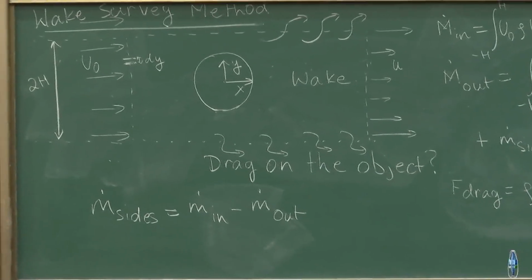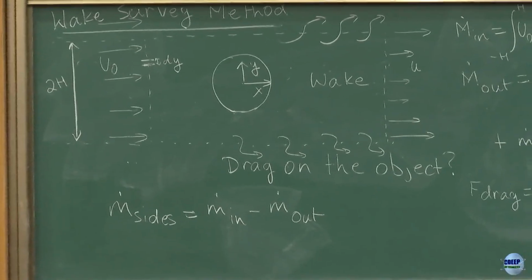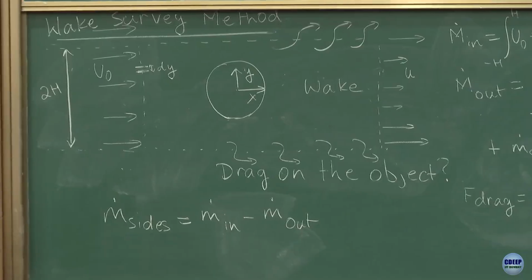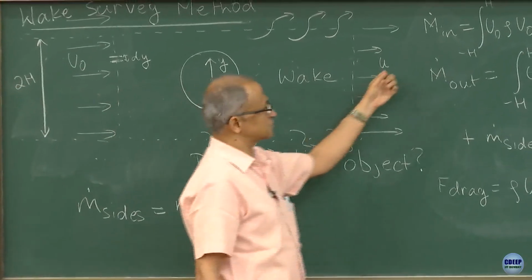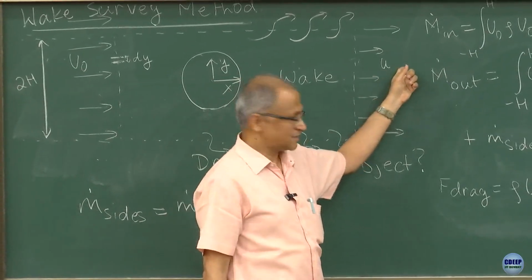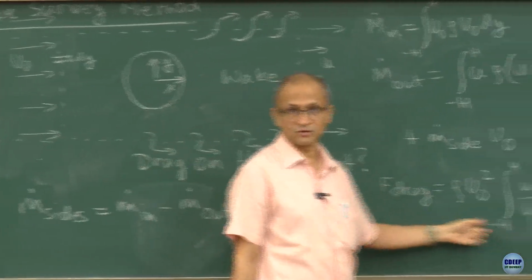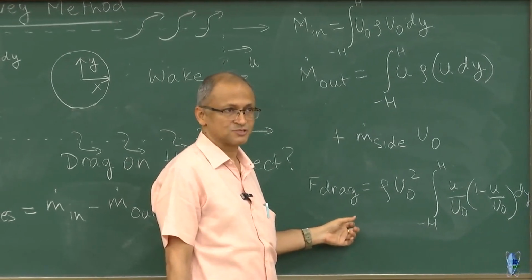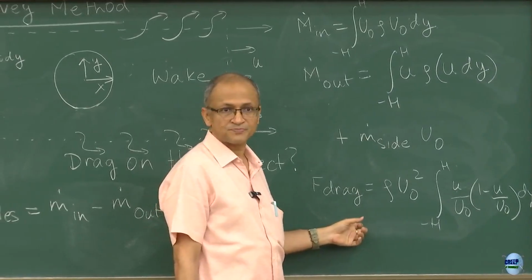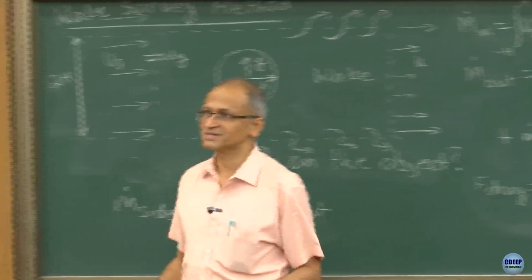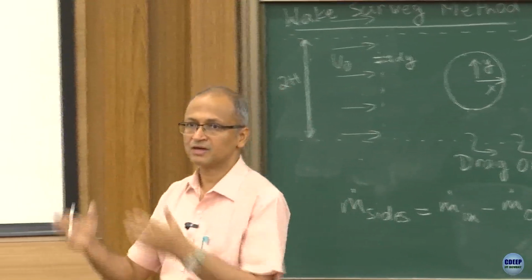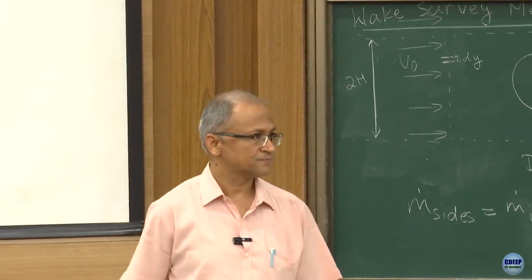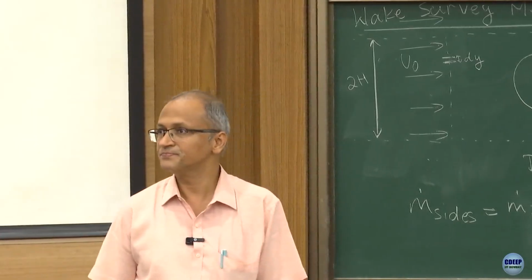I just take one probe, a pitot tube maybe, and traverse it along the y direction at a sufficiently large distance from the object. So I measure u as a function of y. Then I just use this equation to find out the drag that is being experienced by this object. So that's why we call it a wake survey. Just survey the wake, and knowing the wake, we can find out the drag on this object. Okay, is this clear?